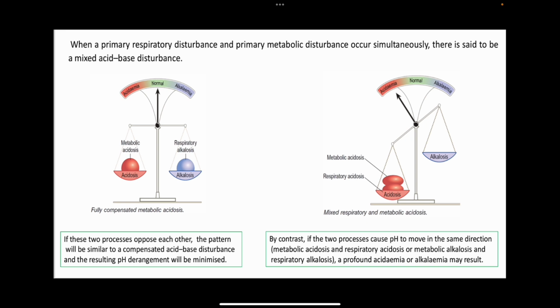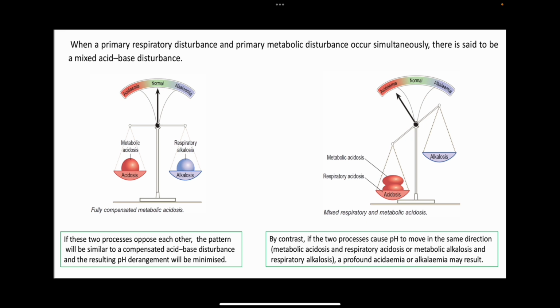disturbance. So if you see in the first picture, it is a fully compensated metabolic acidosis. So if these two processes oppose each other, the pattern will be similar to a compensated acid-base disturbance, and the resulting pH derangement will be minimized. So here interpretation cannot be made by measurement of pH alone, and we have to consider the respiratory and metabolic components individually.